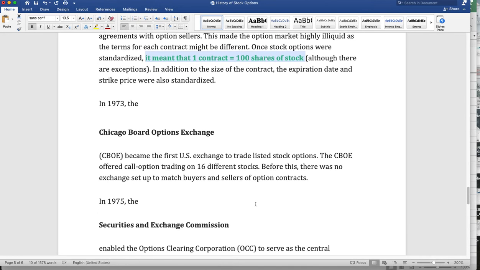In 1973, the Chicago Board Options Exchange, called the CBOE, which you might hear about from time to time, became the first U.S. exchange to trade listed stock options. They're out of Chicago, folks. They're not out of New York. The CBOE offered call option trading on 16 different stocks. That was back in 1973. Before this, there was no exchange set up to match buyers and sellers of option contracts.